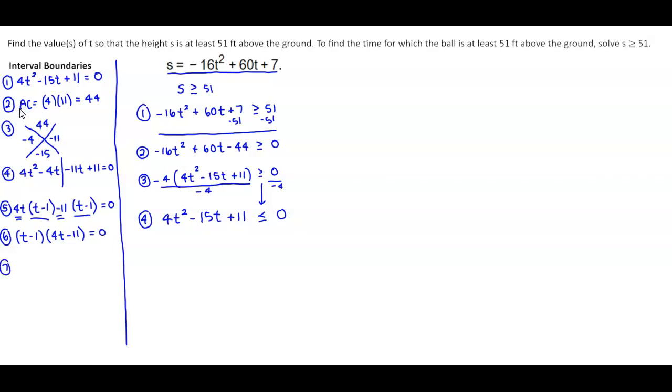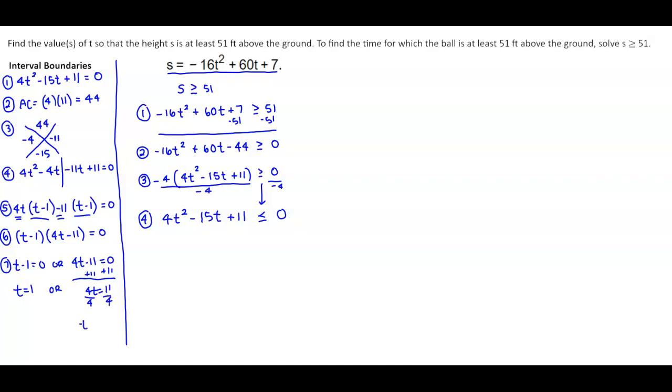And now using the zero product rule, we have t minus 1 equal to 0, or 4t minus 11 equal to 0. So we have t equals 1, or over here, we get 4t equals positive 11.